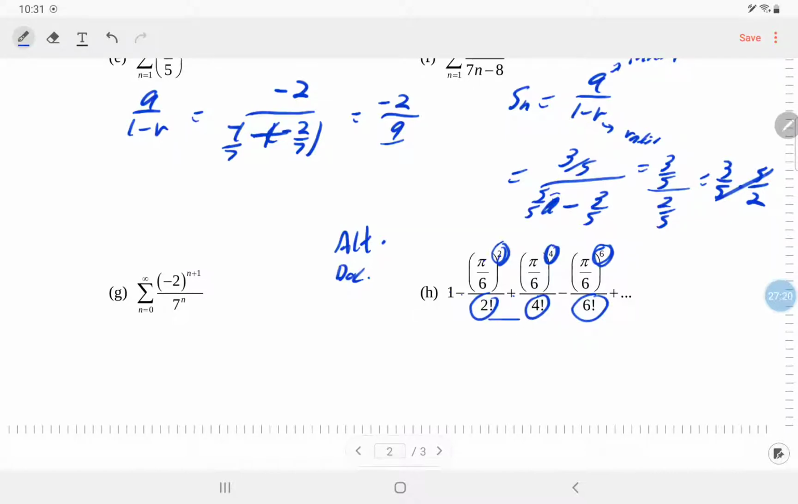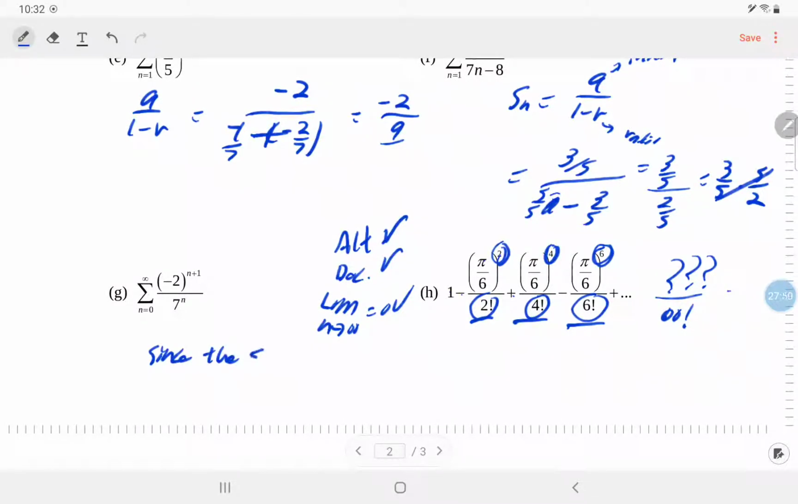However, look at this bottom. 2 factorial, 4 factorial, 6 factorial. That bottom gets a lot bigger. So it's alternating, it's decreasing. And if I were to take the limit as n approaches infinity, eventually I'd have something over infinity factorial. I couldn't care less what's on top. That approaches 0. So this one I would write up as something like this.